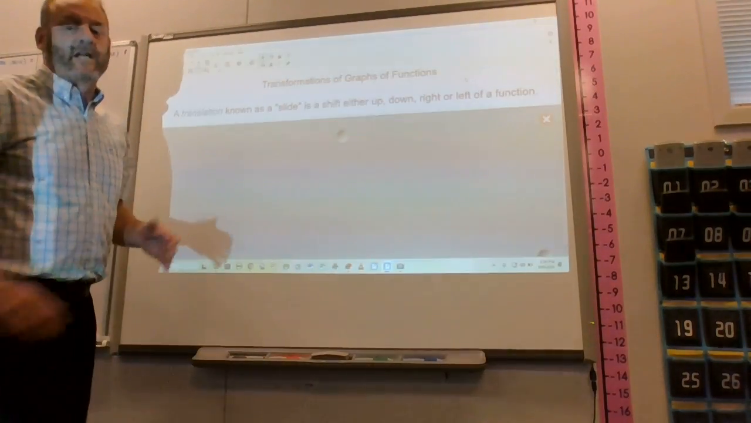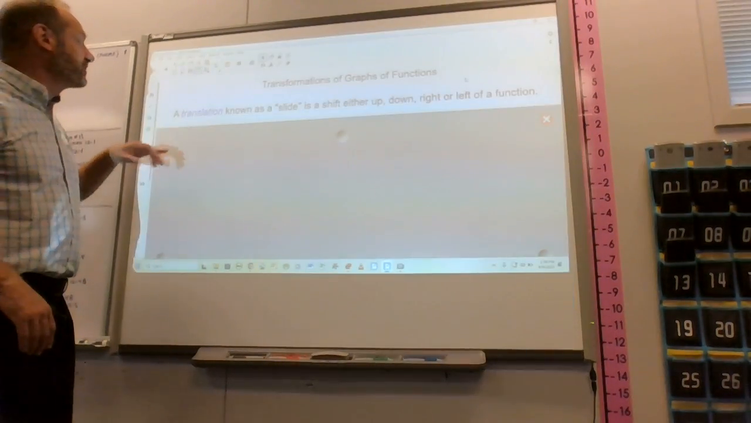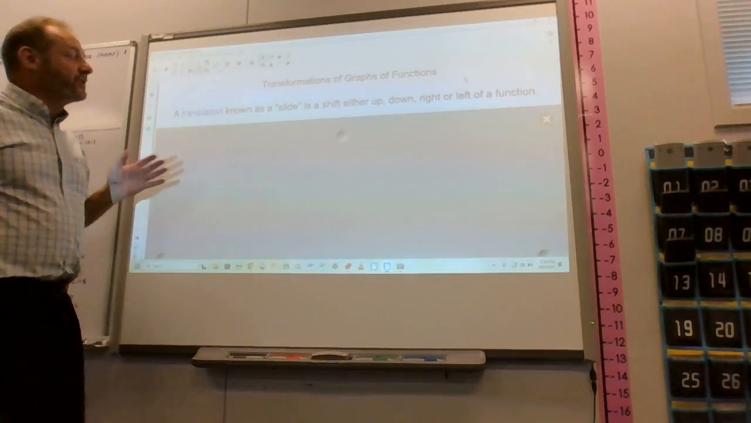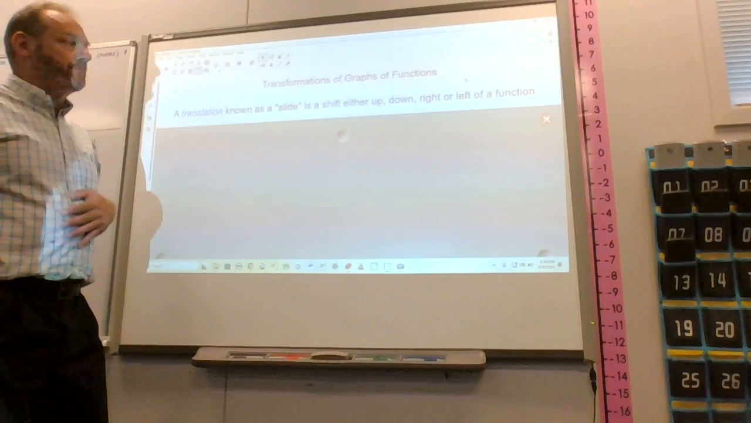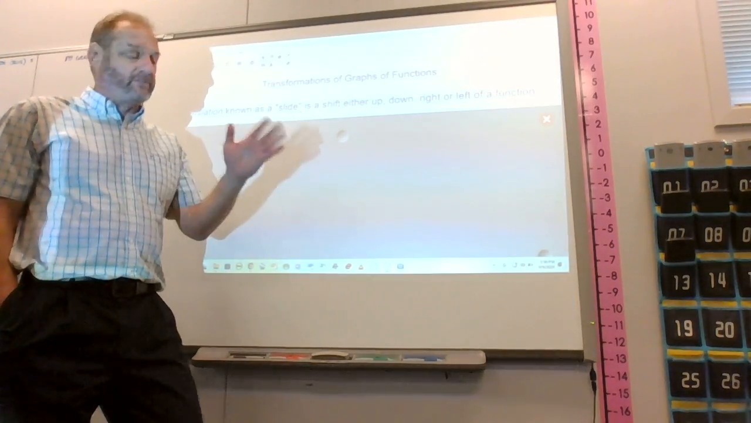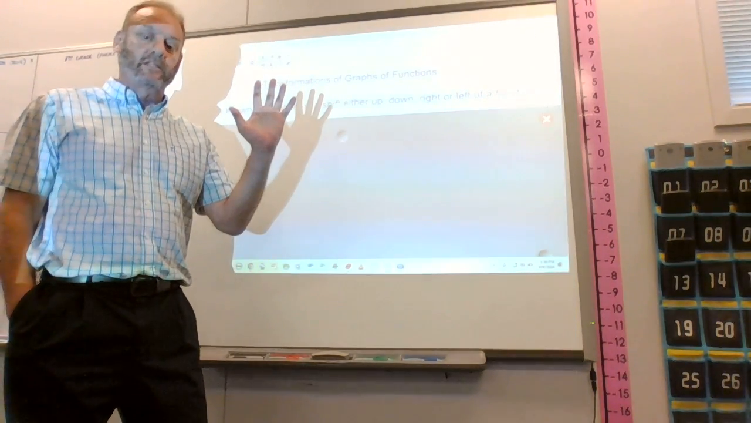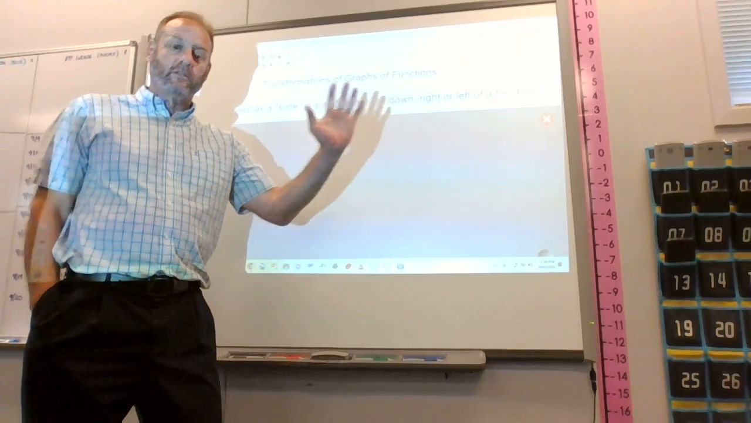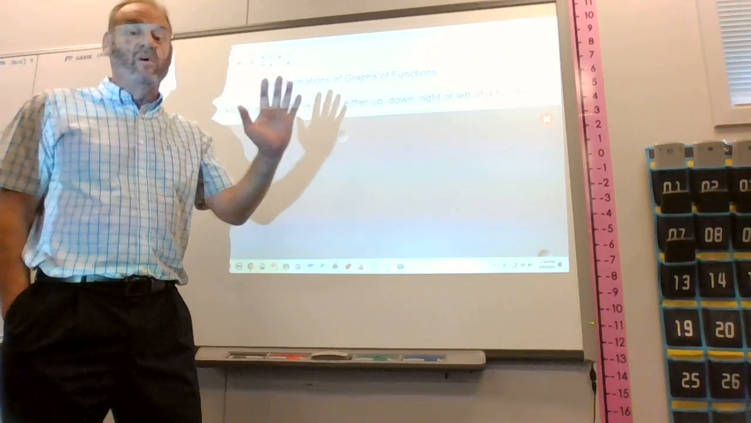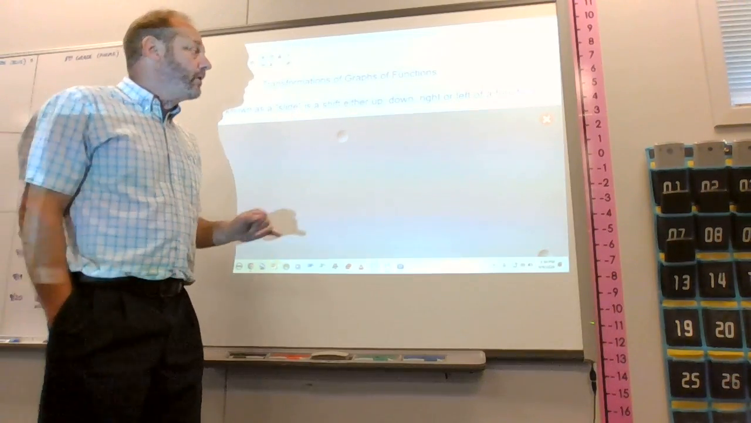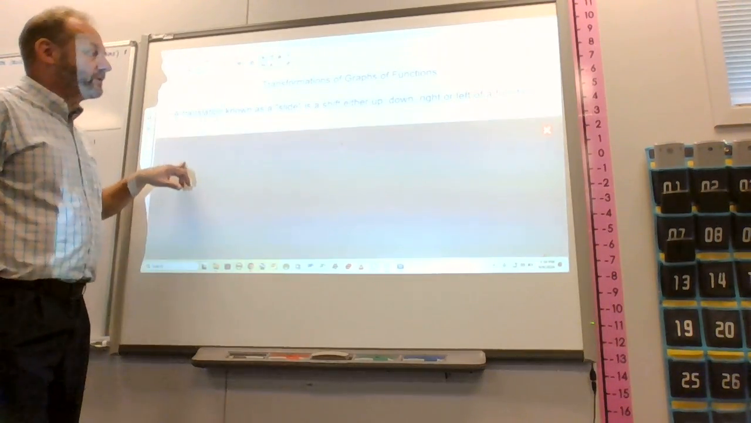Today we're going to talk about transformations of graphs of functions. A translation, known as a slide, is a shift either up, down, right, or left of a function. Basically it takes a graph of a function that might look like this, and it moves it to the side, or up and down, or it could move it both.